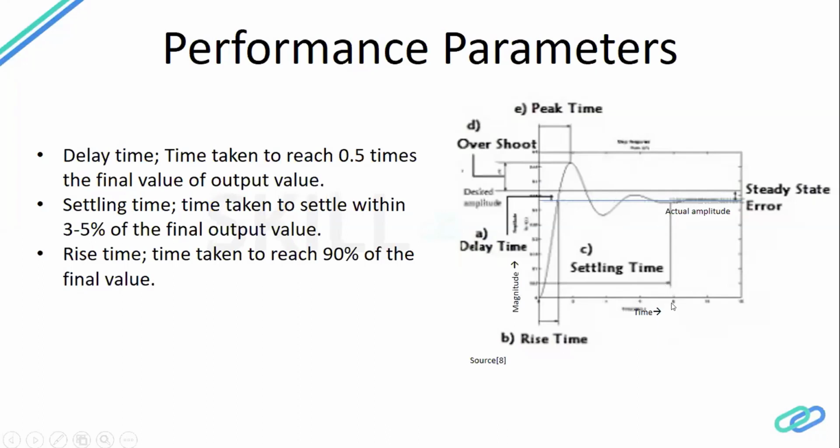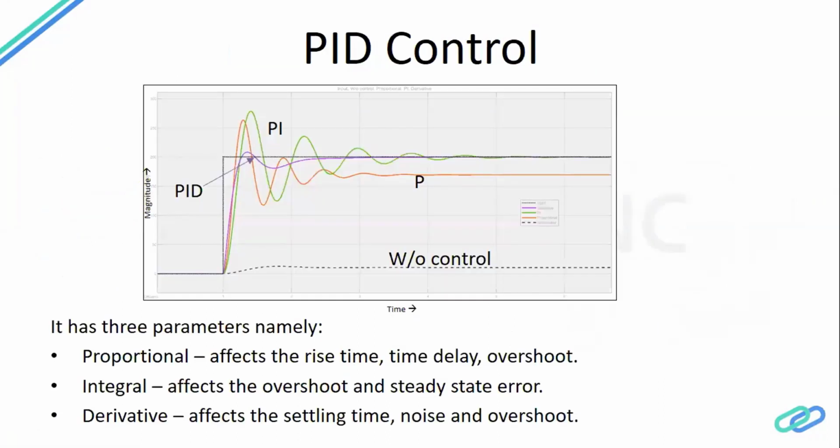So around 6 seconds is the settling time. And after considering the performance parameters, what we try to do, we can deploy a controller. One example is the PID controller, which I mentioned in the beginning of this webinar. So what is a PID controller? It has three terms: a proportional term, an integral term, and a derivative term.